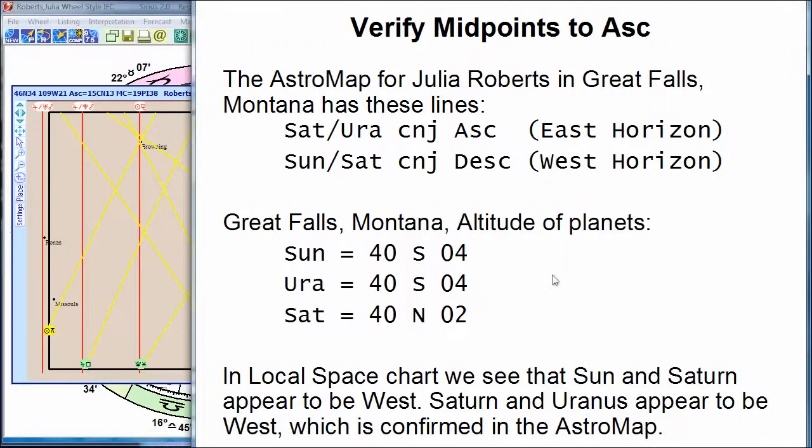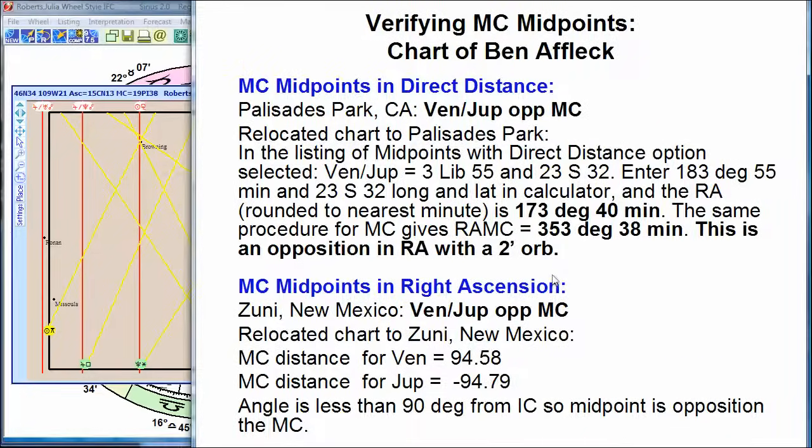So we confirmed that. Now, the last thing, and we're done with all this little tedious number crunching, is to confirm the midheaven lines, both by right ascension and by direct distance. The right ascension is simpler, so I'll do it first.